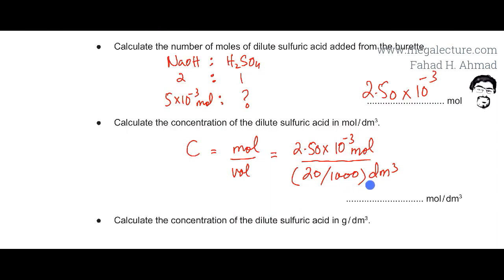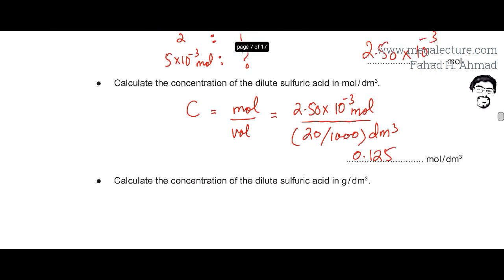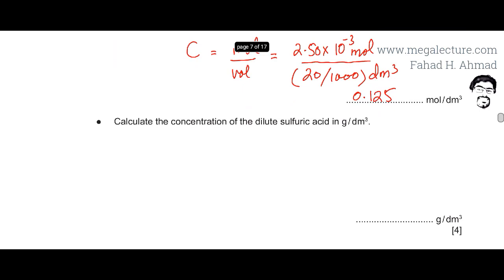And the answer that I'm going to get is going to be 0.125 mole per decimeter cube. Now, the last part wants us to calculate the concentration of the dilute sulfuric acid in grams per dm cube. We have already found it in mole per decimeter cube. What that basically means is that you have 0.125 moles in how many dm cube? In 1 dm cube. That is what is meant by mole per decimeter cube.